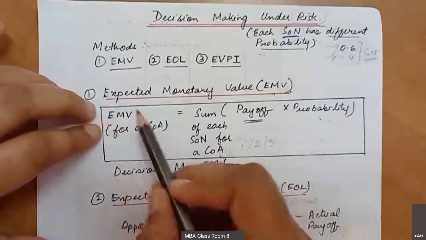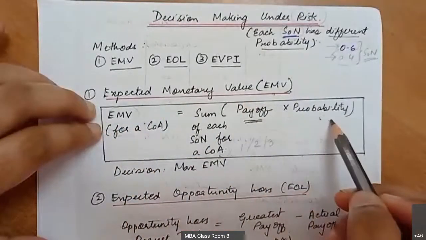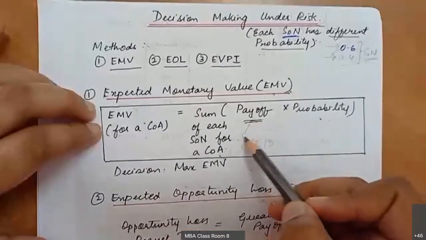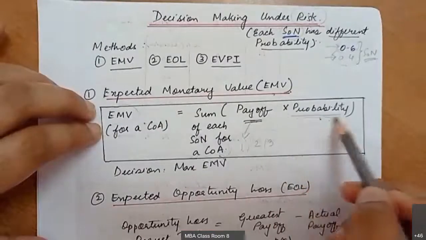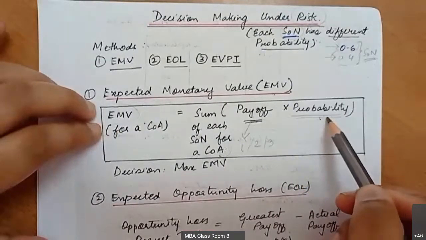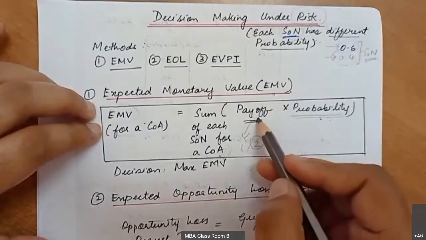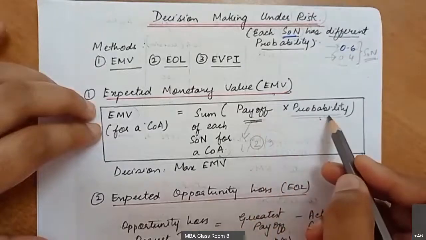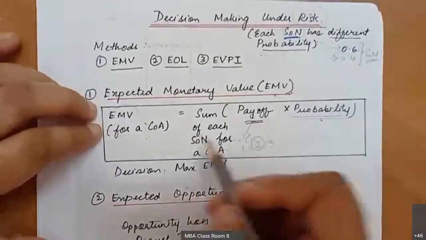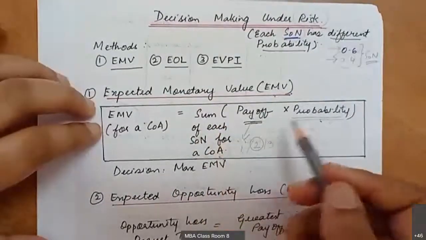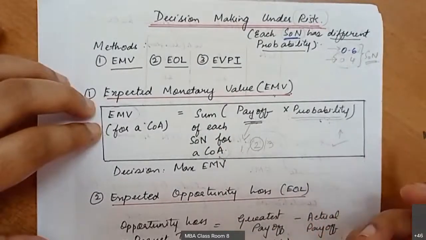So how will you calculate EMV, the expected monetary value? You will calculate it as payoff into probability. Payoff means for strategy 1, what is going to be the profit, multiplied by the probability that such a situation will arise. Similarly, for strategy 2, you just multiply payoff into the probability of the situation arising. Then we'll add all those values and compare which is the highest. Because it is profit, whichever is the highest EMV, we will select that.